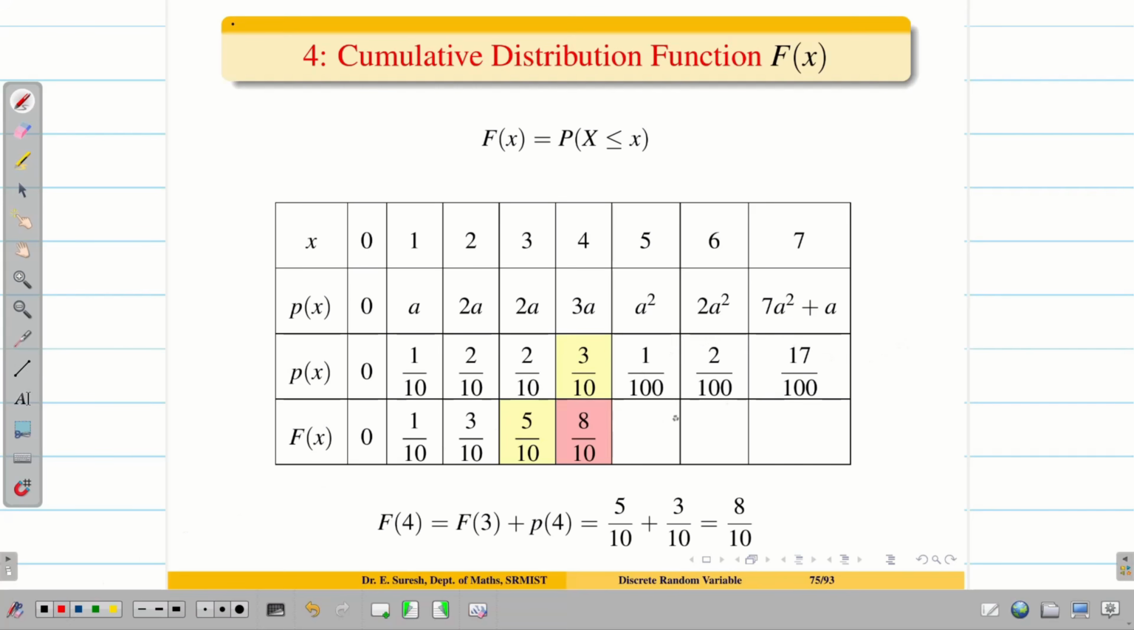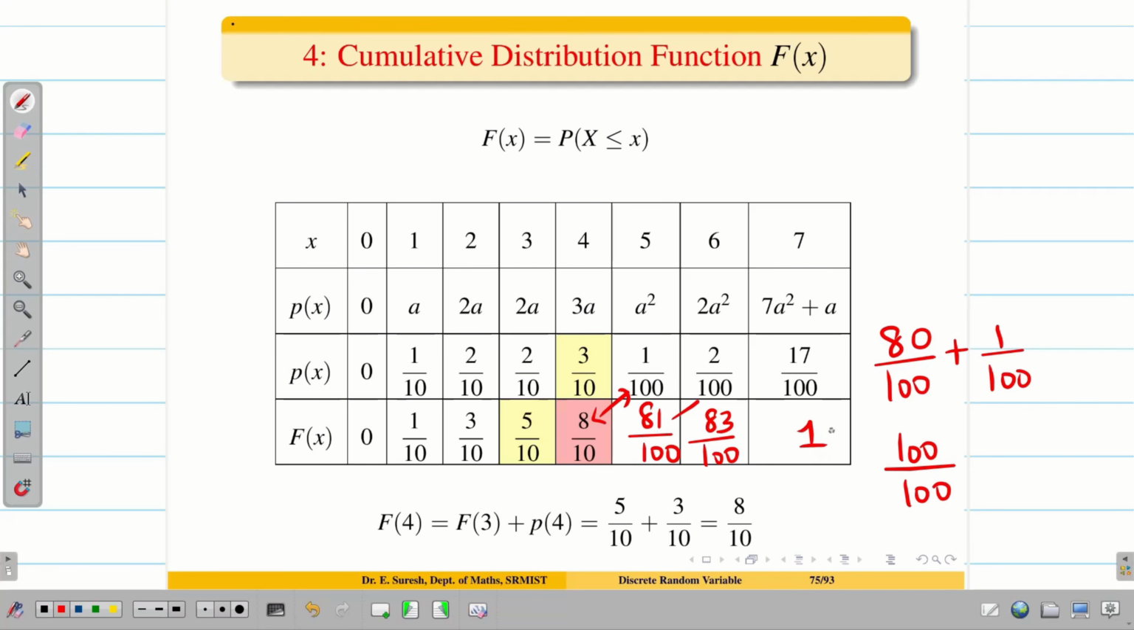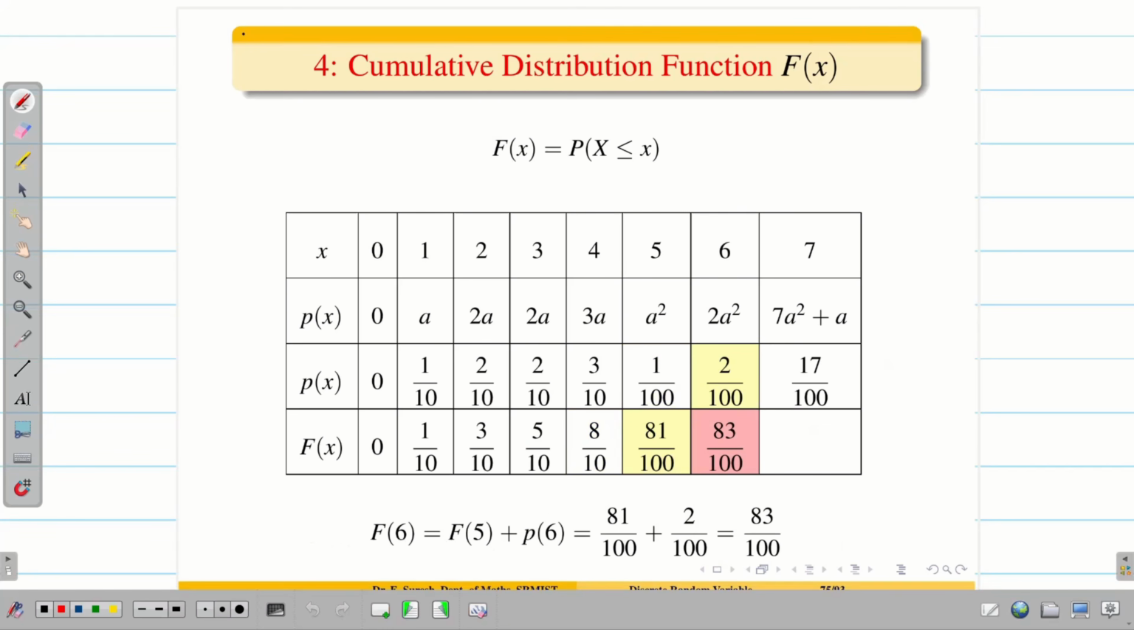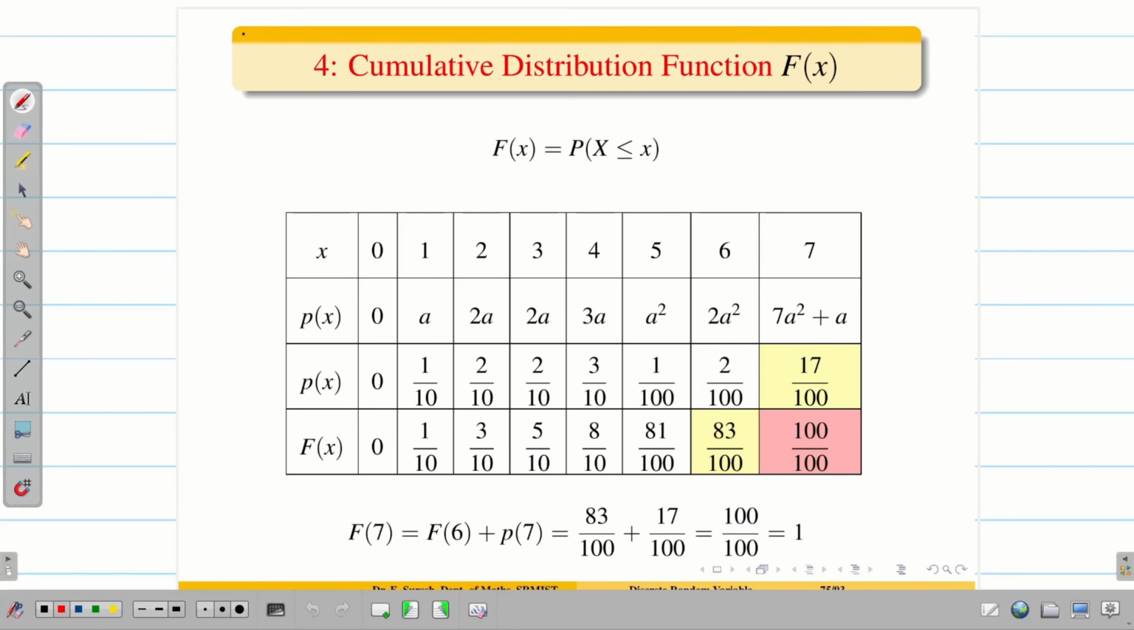Next, we have to add these 2. Instead of taking 8 by 10, I'm going to take this as 80 by 100. And then if I add this 1 by 100, easily I will get 81 by 100. Now add these 2, we get 83 by 100. And finally 83 plus 17 is going to be 100. 100 by 100 is always 1. So you can see the content very easily. So now, from the table, one can easily write the cumulative distribution function.